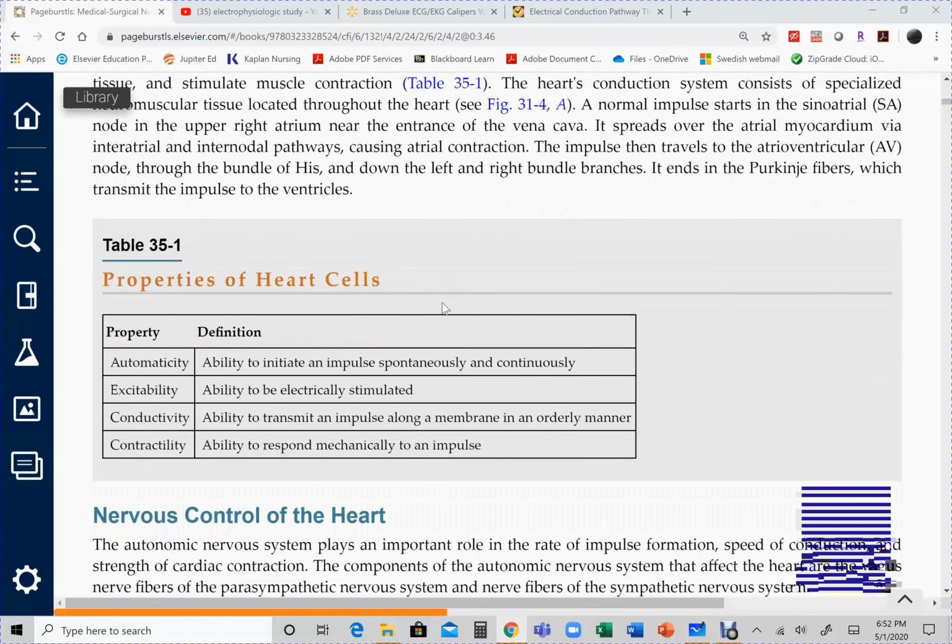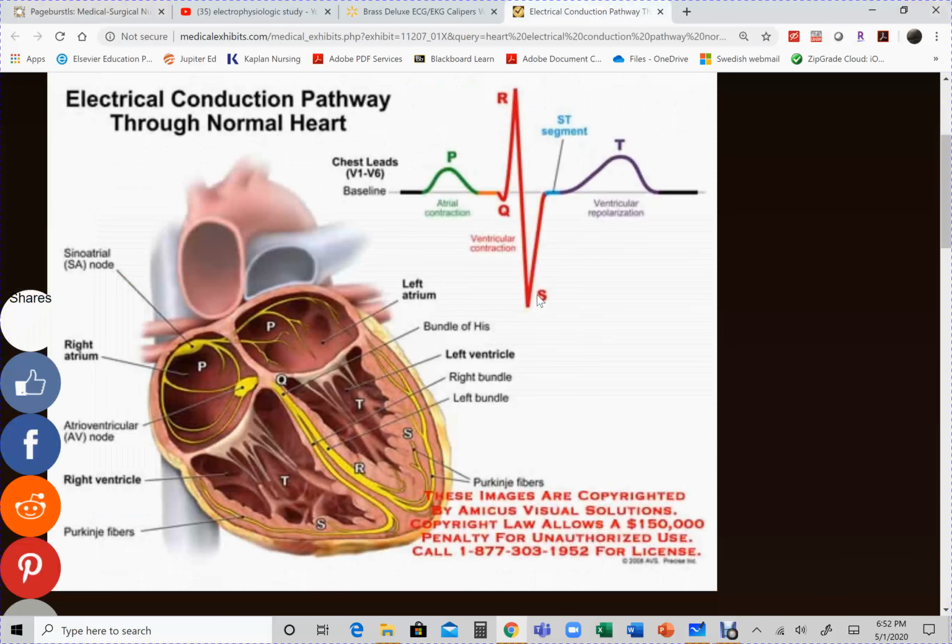This is nice to know. Heart cells have 4 properties. Automaticity is the ability to generate electrical impulses. As the heart develops, it should only be possessed by the pacemaker cells. We have 3 pacemaker cells. They are the SA node, the AV node, and the left and right bundle branches, and then ends to the Purkinje fibers, which stimulate the ventricles.